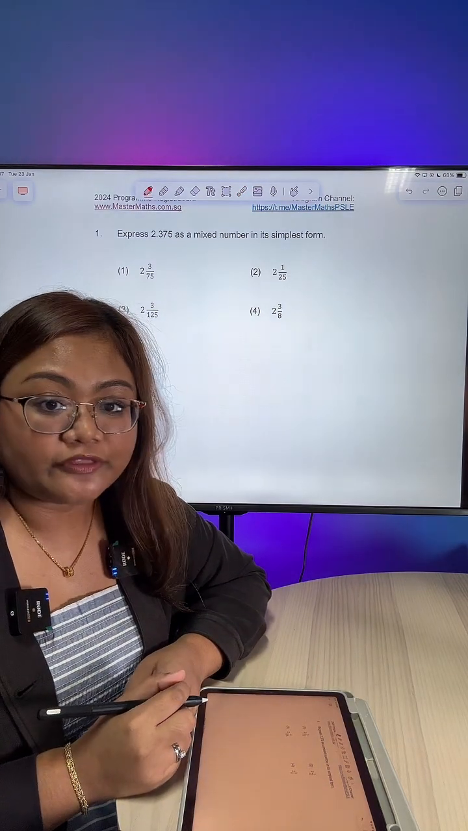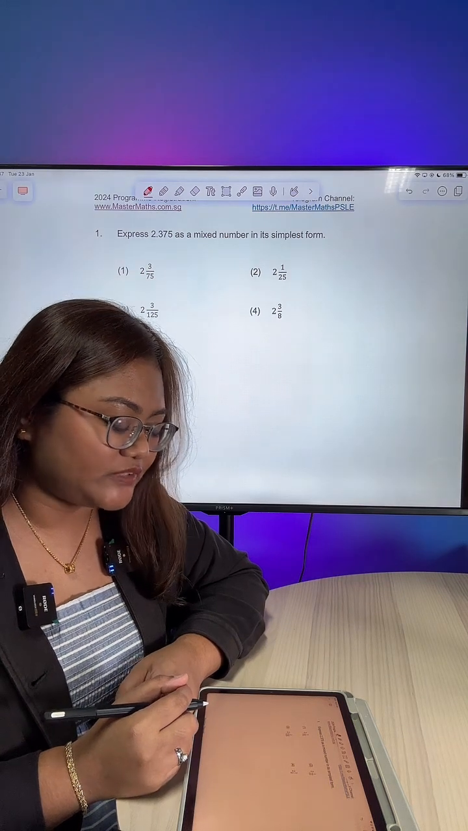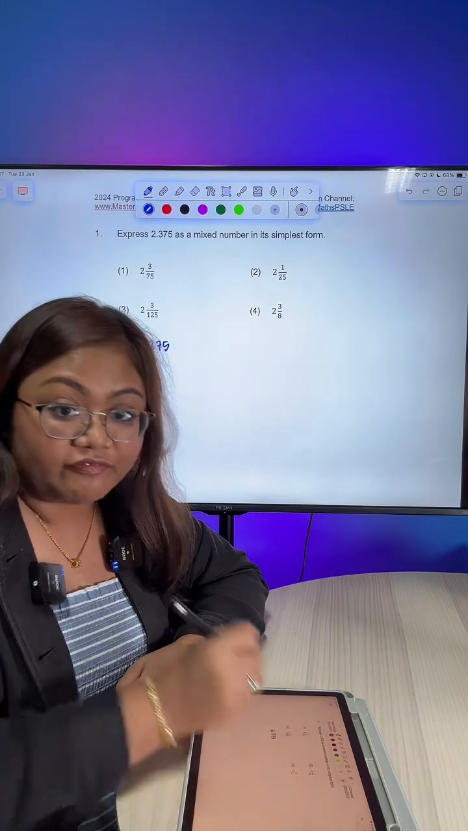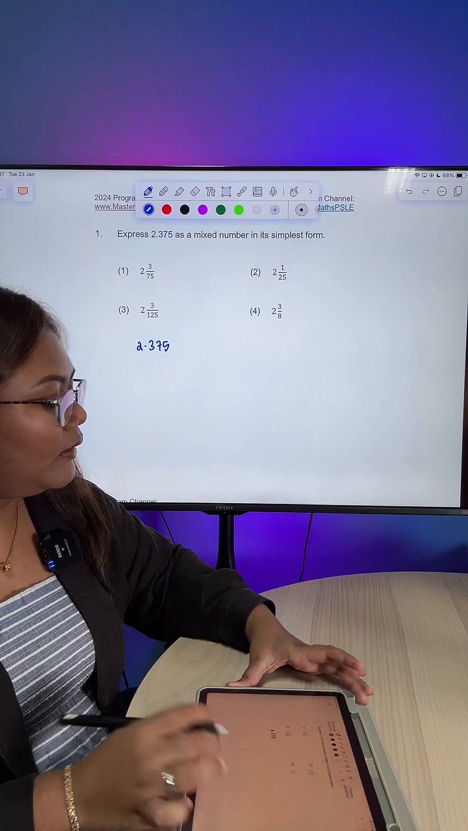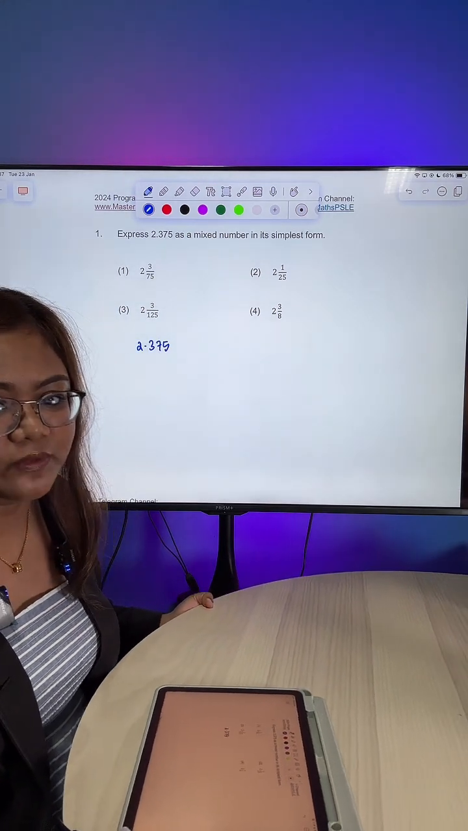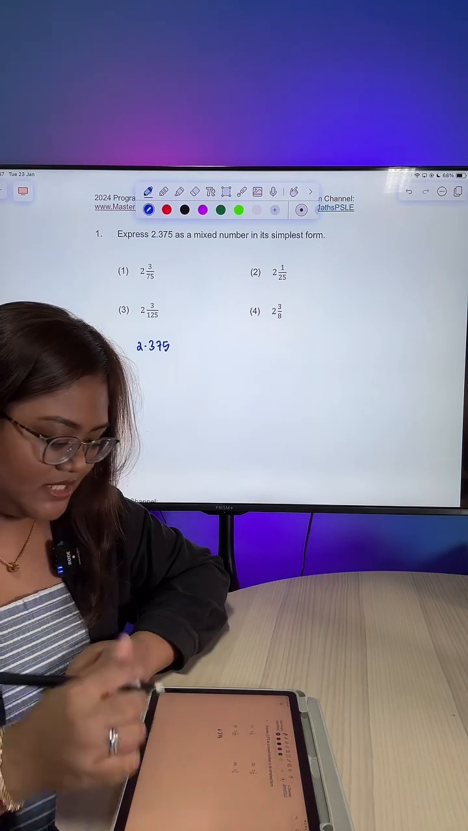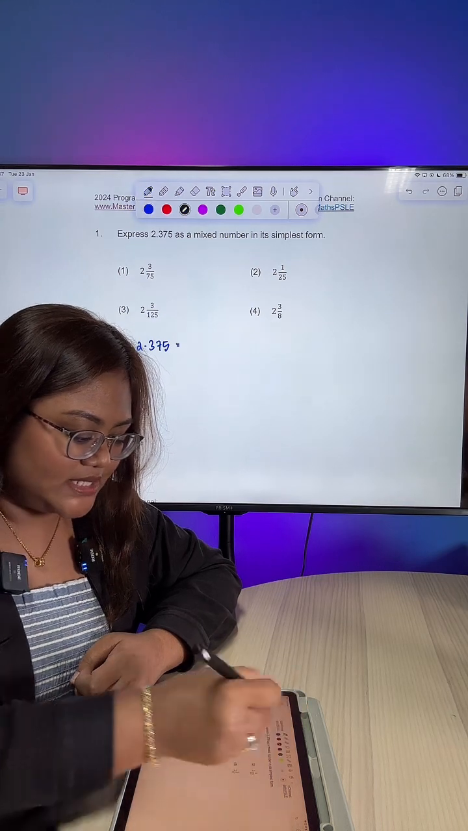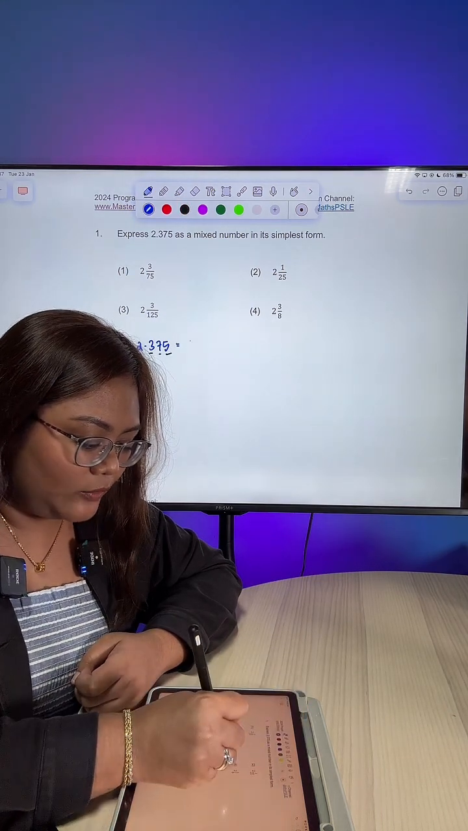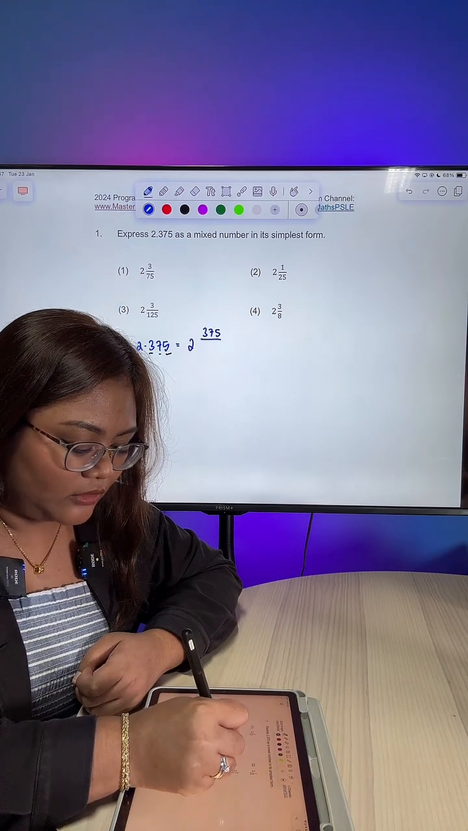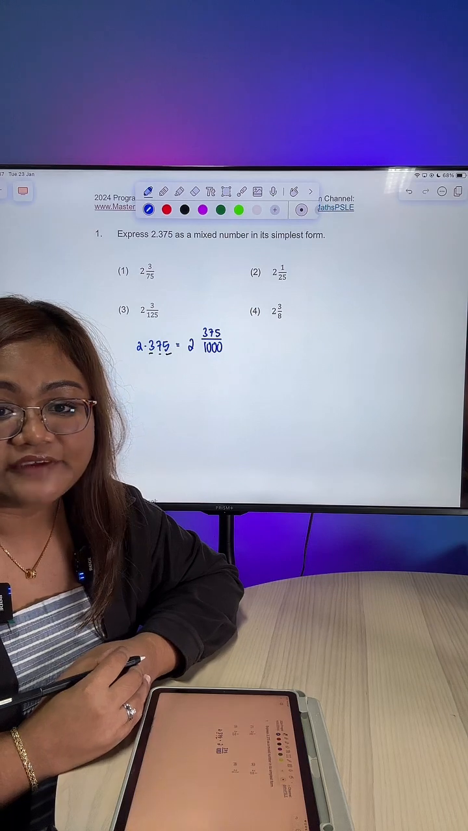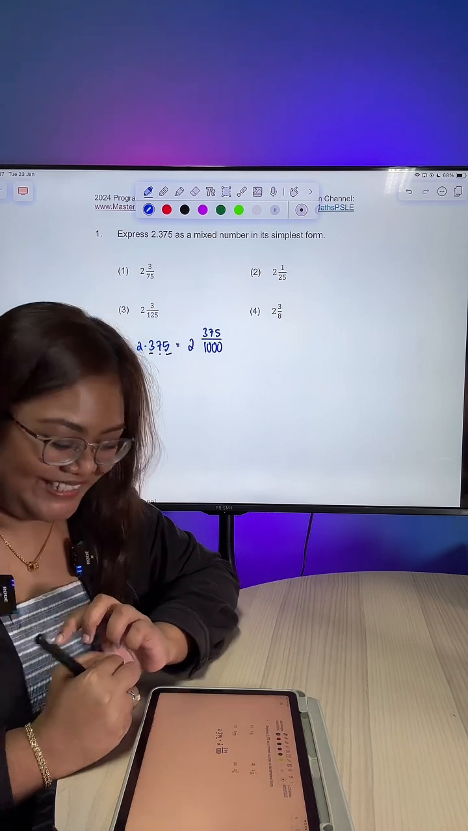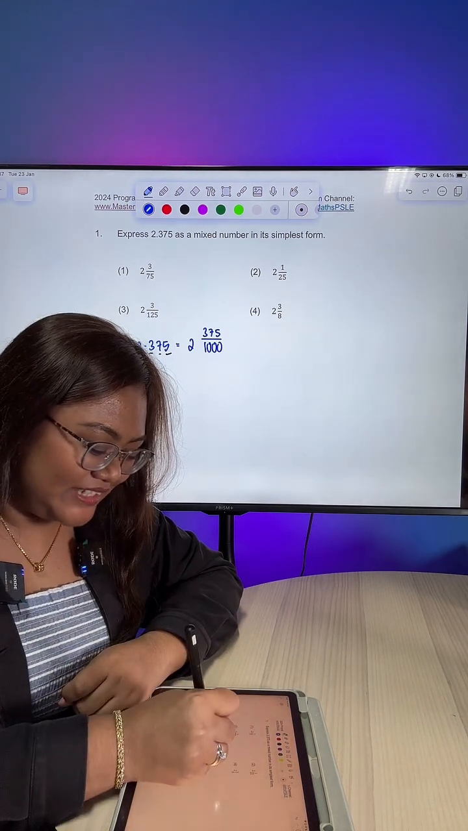We want to express 2.375 as a mixed number in its simplest form. So straight away, what we're going to do is to rewrite 2.375. Let me shift this a little bit. Great, now you can see without me blocking. We first write down 2.375 as a fraction. Since I see 3 decimal places, I know that my denominator should be out of 1,000. This part, everybody able to understand? So 2 and 375 out of 1,000.